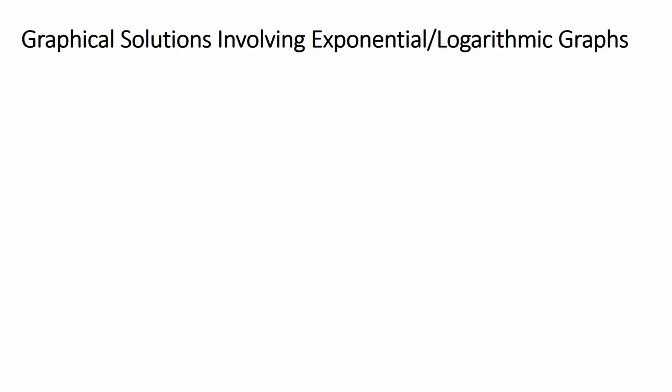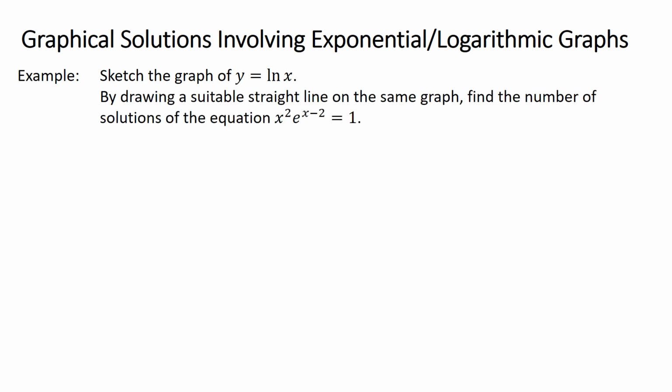Finally, let's look at the graphical solutions involving exponential or logarithmic graphs. Here is an example. Sketch the graph of y equals ln x, and by drawing a suitable straight line on the same graph, find the number of solutions of the equation x squared e to the power x minus 2 equals 1. Here's the solution. The first part, the graph of y equals ln x, should be easy if you memorize the shape of the graph, which will look like this, and cut the x-axis at 1.